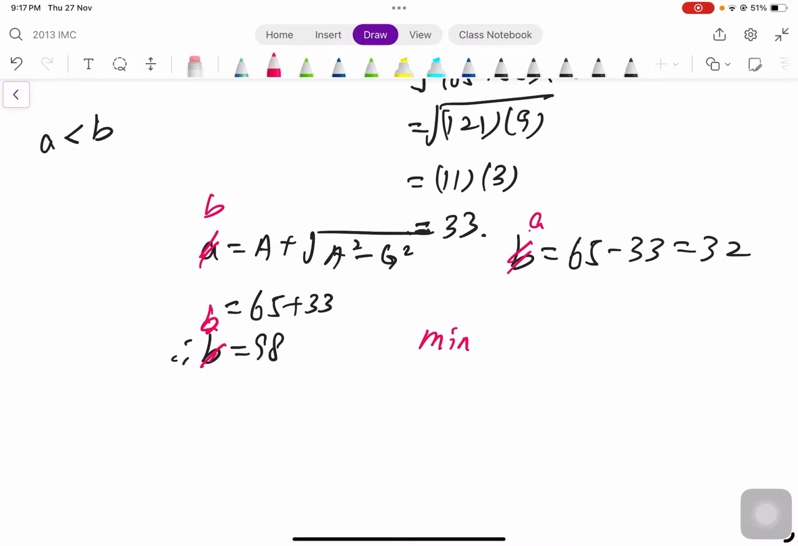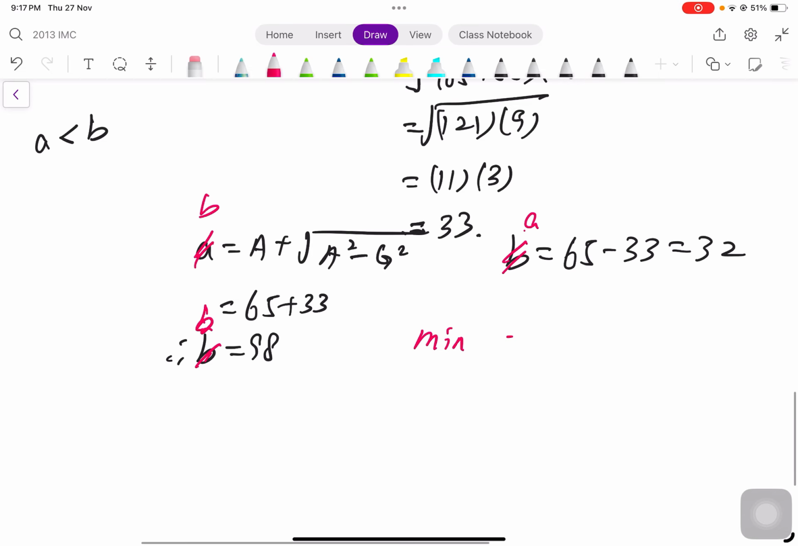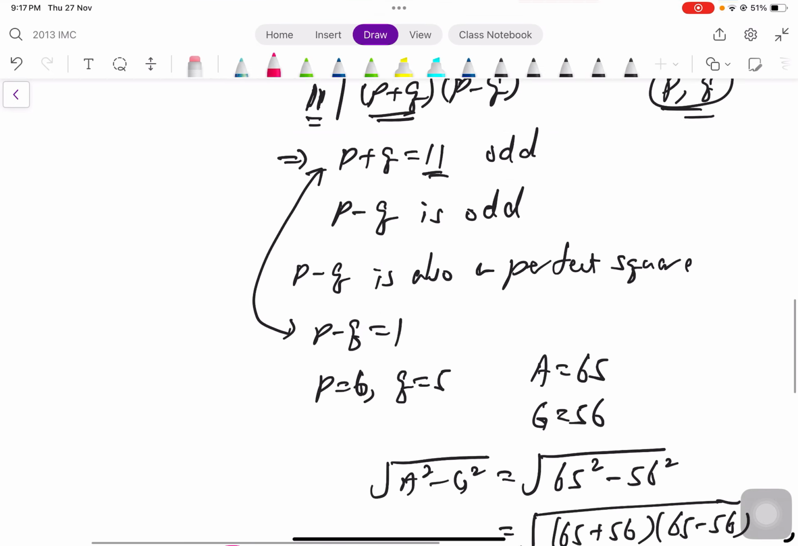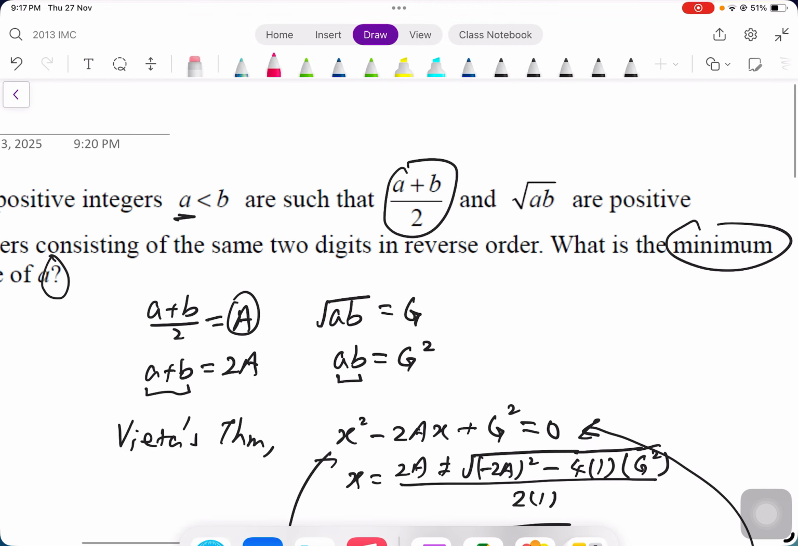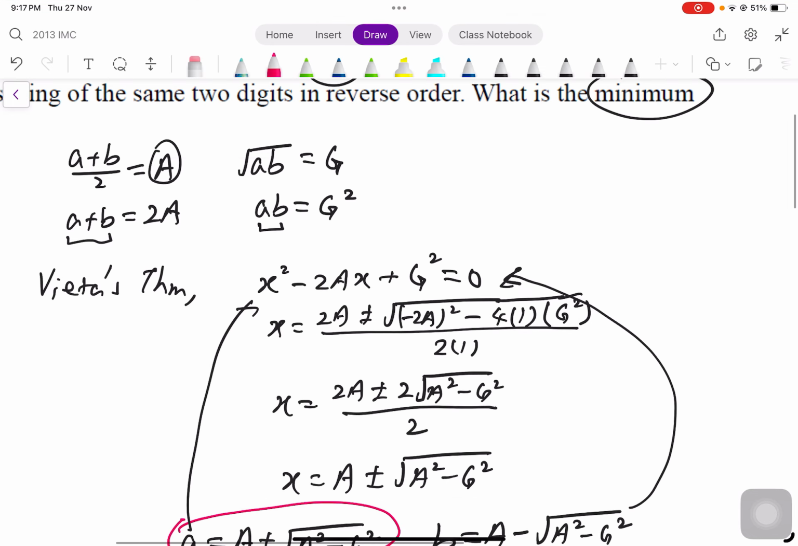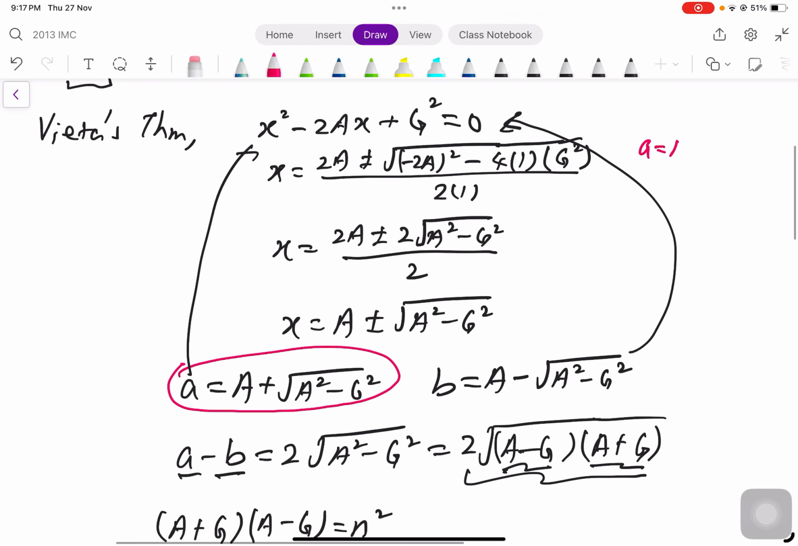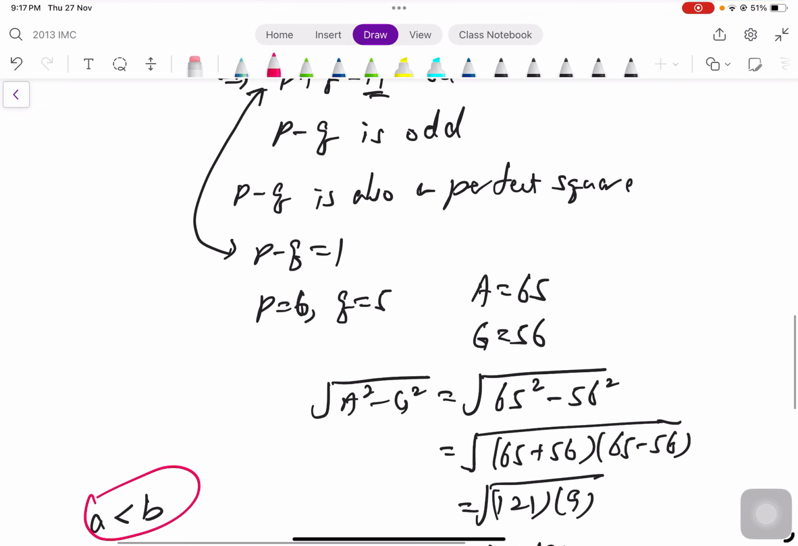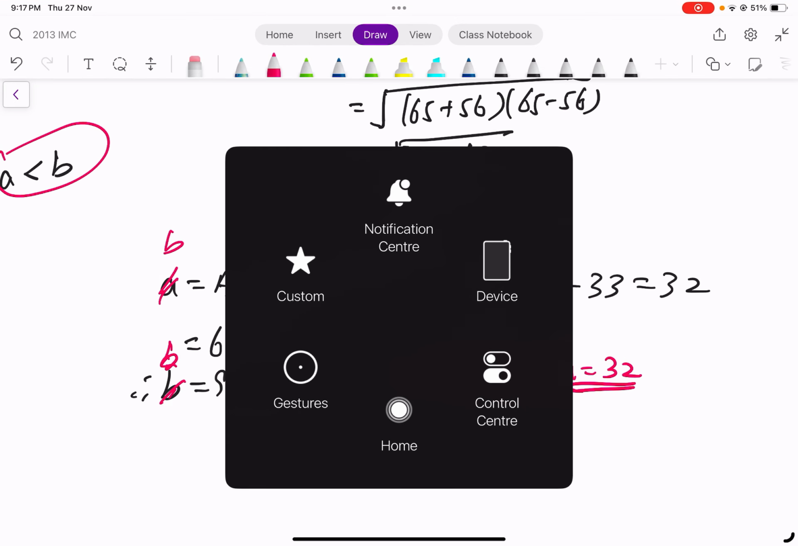Therefore, the minimum value of A is just equal to 32. That means we take the smallest root to be A. Do you get me? I think A is supposed to be less than B, but when I calculated, I got my A to be bigger. I forgot about this. That means I should do it the other way around. I should say A is A minus the square root of A squared minus G squared, and then B is A plus the square root of A squared minus G squared. That should be the correct way. I think I swapped around, but actually the concept is the same. Therefore, the minimum value of A is actually 32.